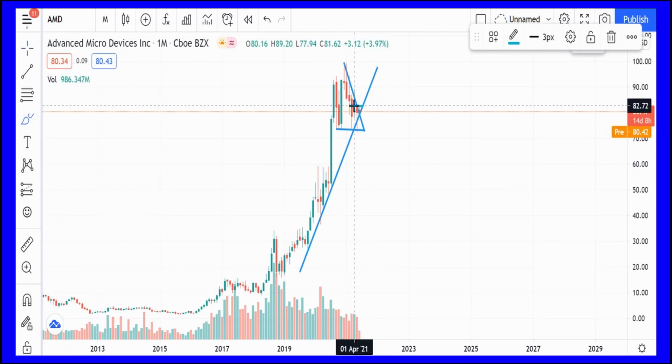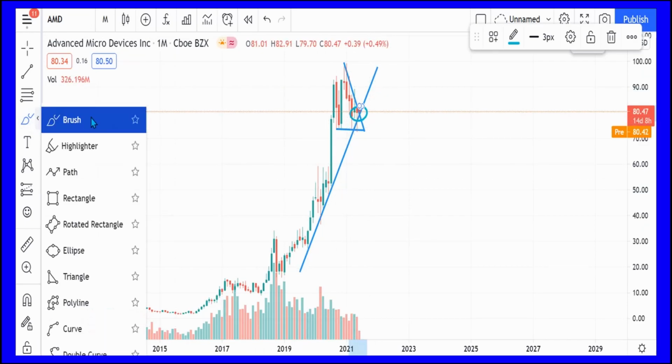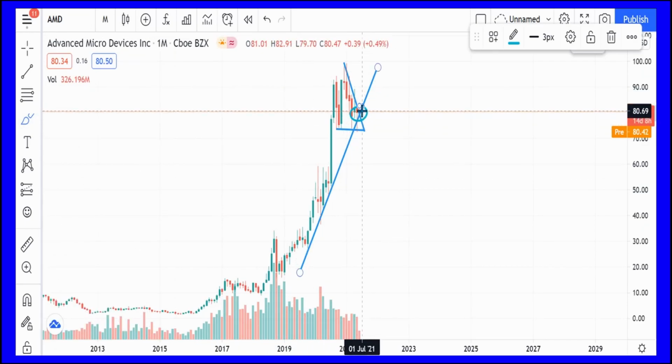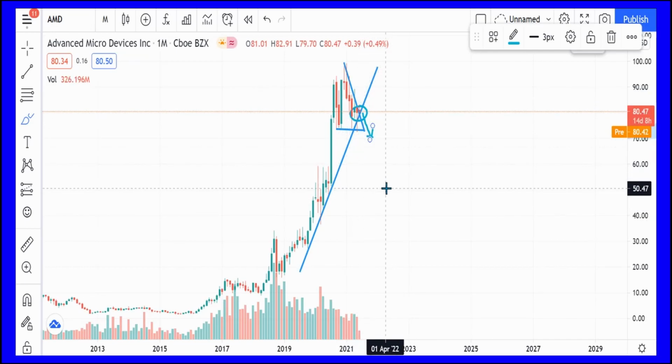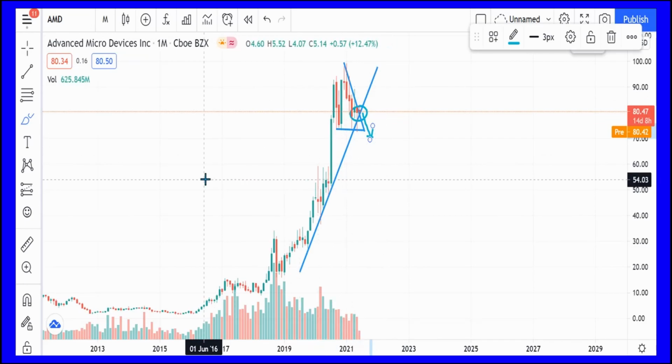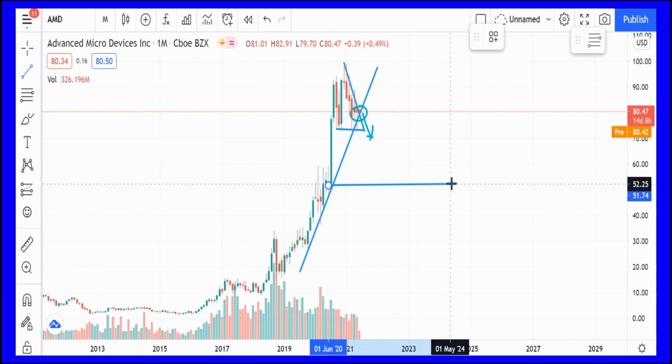This particular cross here is very important because on the long term perspective, because this is a monthly chart, if this particular price goes below this particular trend line, that means the stock is going to fall very deep, very low. Okay, so it may even fall. I can even project that it may fall up to here, to this much.